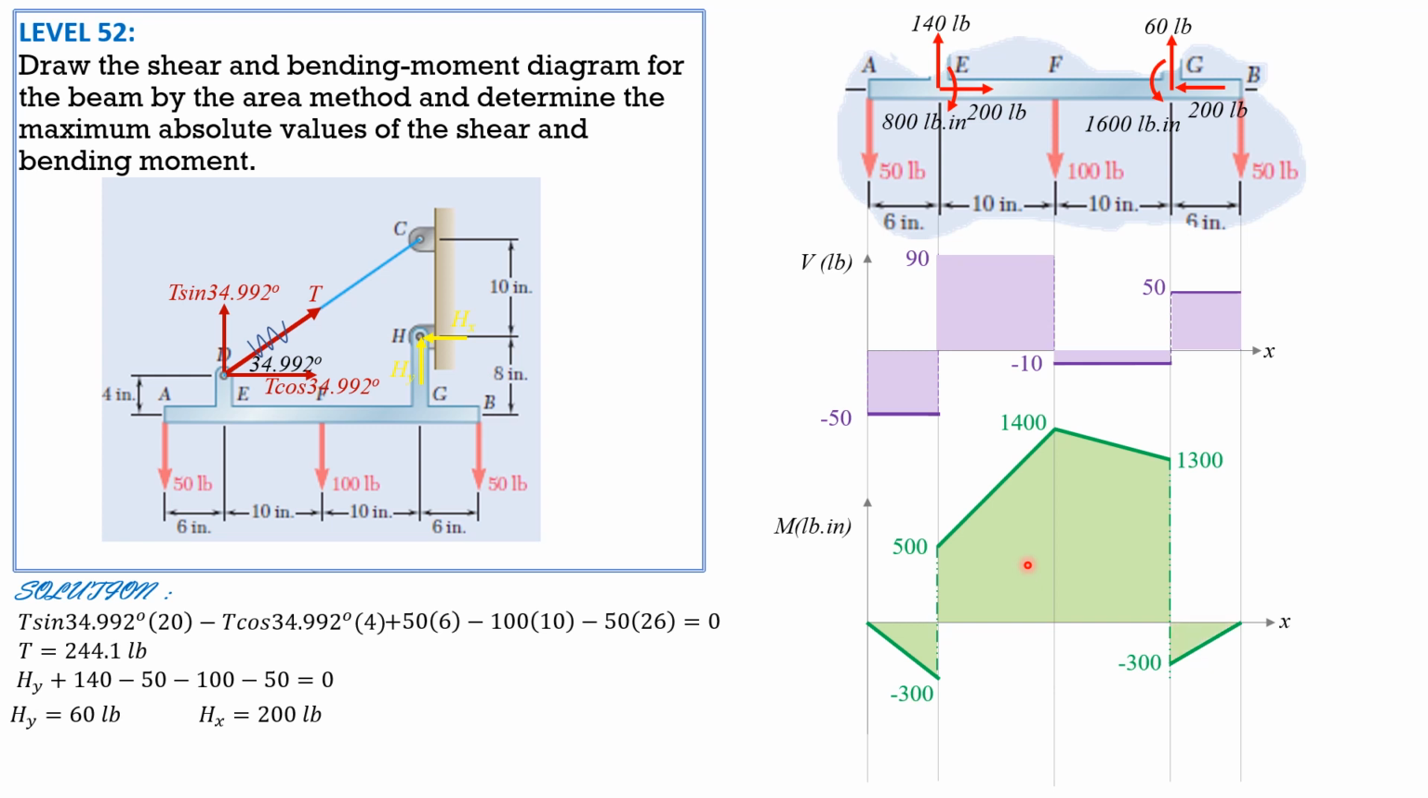Let's shade it. And let's answer the absolute maximum value of the shear. From the figure, it's 90 pounds. And the absolute maximum moment is 1,400 pound-inch. So that's it for this problem.